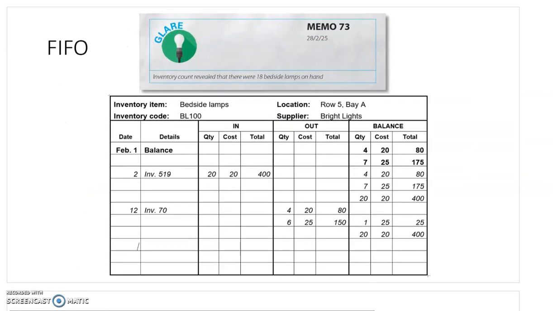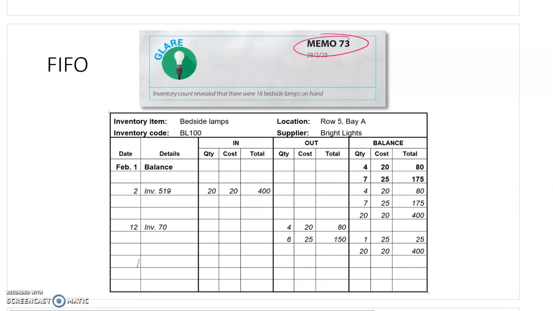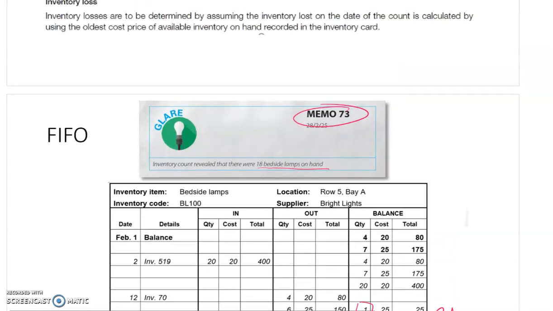So this time we'll look at the source. So we have a memo. So we've revealed that there were 18 units on hand. So in fact, our balance, we have 21. And we have 18 on hand. So we actually have ourselves an inventory loss of 3 units, which we will record in our column. So we'll put it in. So we have 3 units theoretically leaving. Which cost do we use?